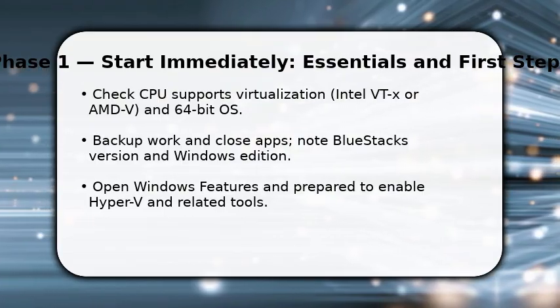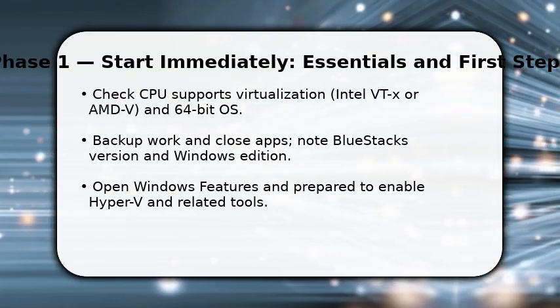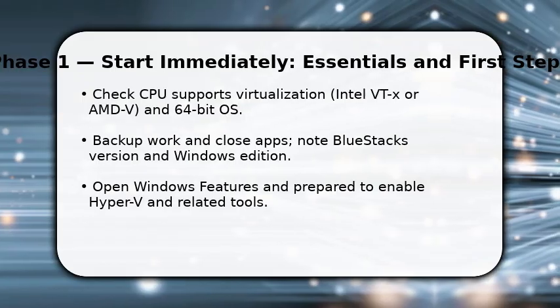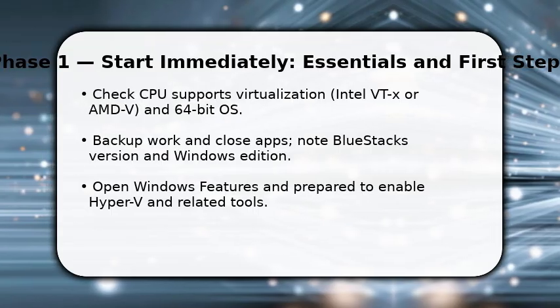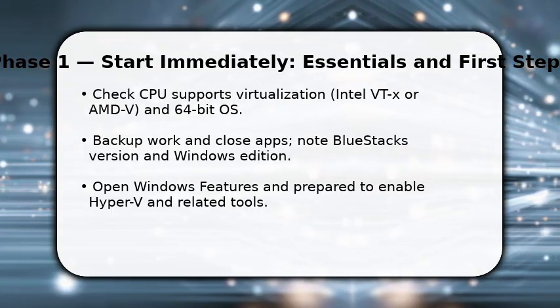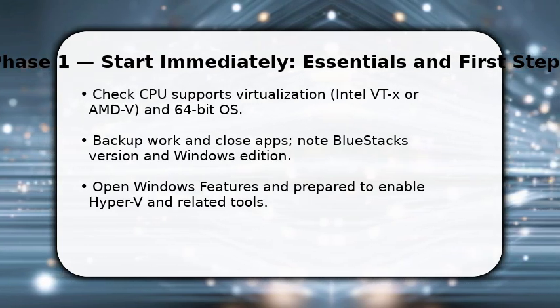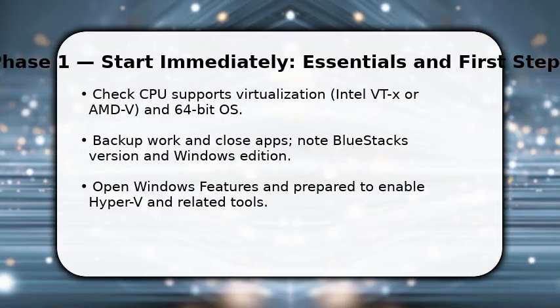Now open Start, type Turn Windows features on or off, and locate Hyper-V, Virtual Machine Platform, and Windows Hypervisor Platform. Enable those checkboxes. This prepares Windows to run hardware-accelerated virtual machines. You do this because BlueStacks needs Hyper-V's virtualization layer instead of legacy HAXM for stability and performance.